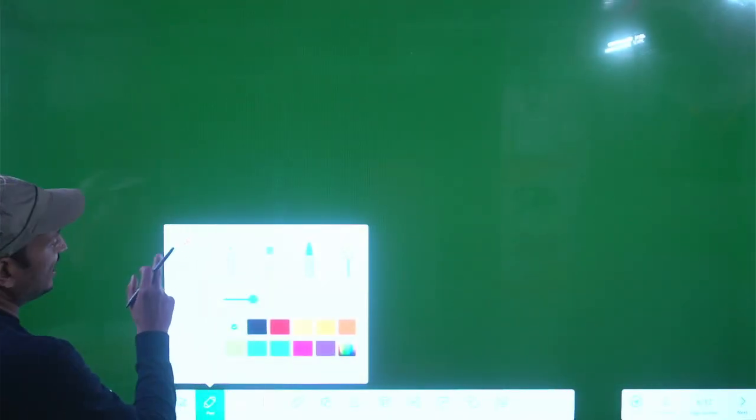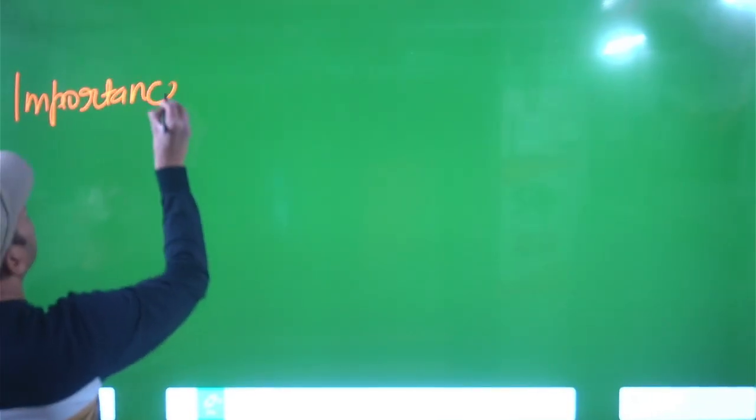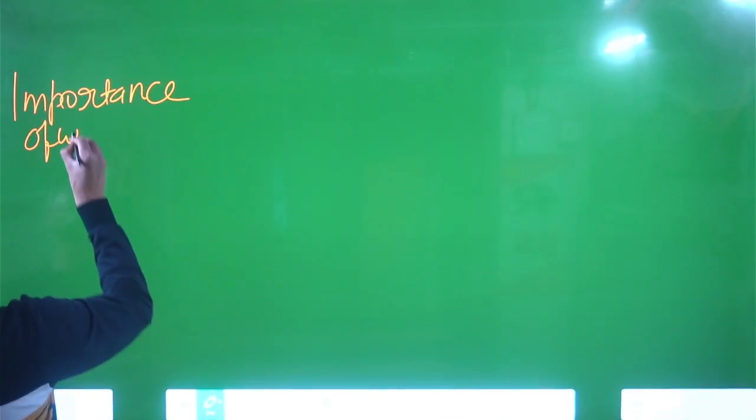So now we understand the importance of wetlands. Why is everybody talking about wetlands? Why is the Ramsar Convention talking about the protection and conservation of wetlands? Why are different countries talking about notified wetlands? They are notifying different wetlands and protecting them. Why? What is the importance of wetlands?